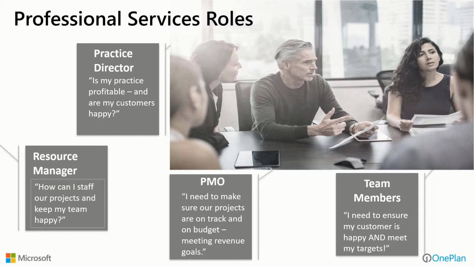So it's a combination of being able to deliver the work, but also not burn everybody out to where you lose people. The PMO: I need to make sure our projects are on track and on budget and meeting revenue goals. So looking at the aggregate and providing information to leadership on how things are tracking. And the team members who are working on these projects: I need to ensure my customer is happy, first and foremost, because the customer is king in these customer-facing projects, and also be able to make my individual targets and goals like utilization and such.